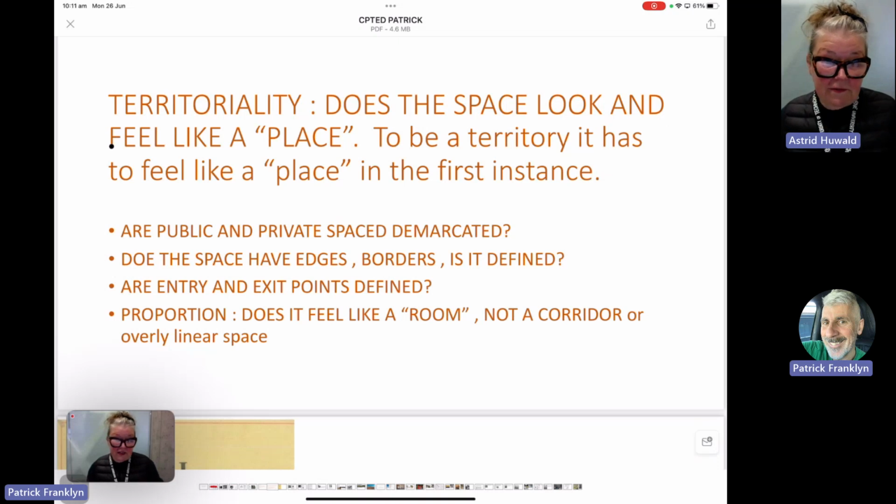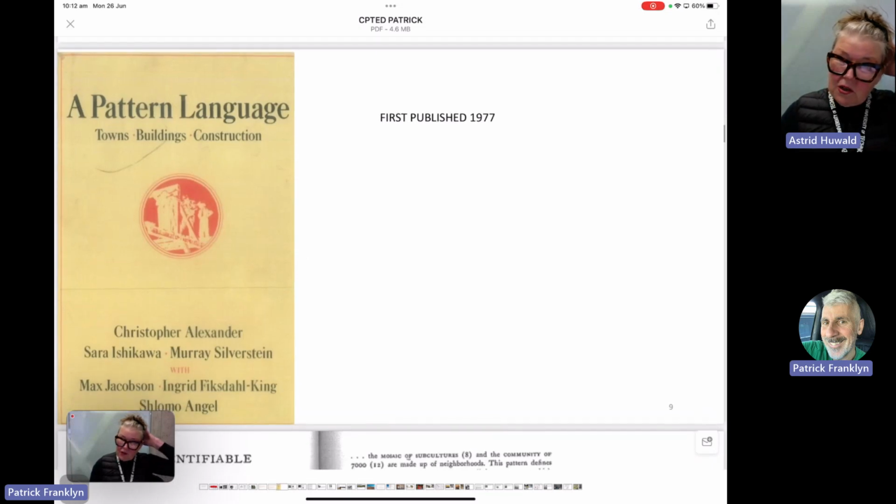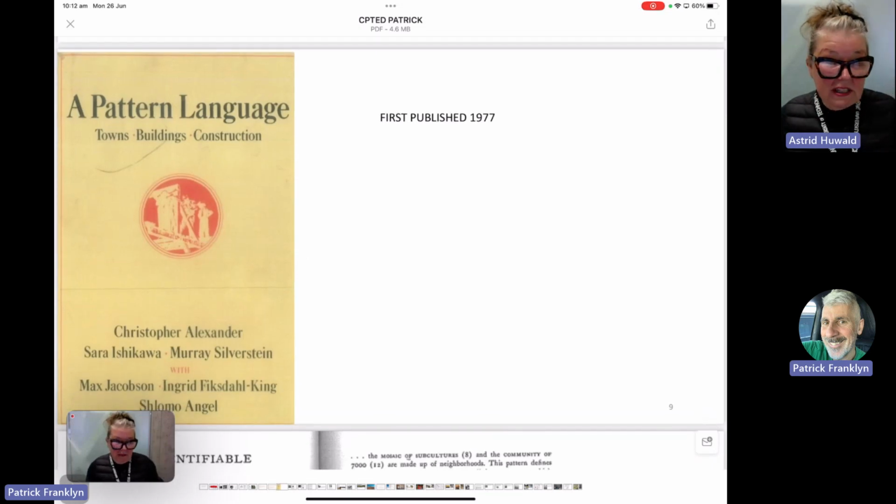So, he says that for a public space to be successful, you've got to have a connection, you've got to have safe spaces adjacent to it, and very importantly, are public and private spaces demarcated? Does the space have edges, borders? Is it defined? Very importantly, are entry and exit points defined? And does it feel like a room? You don't want to feel like a bullet in a gun being shot down this endless linear space. Next slide. And Newman's thoughts are also echoed by Christopher Alexander.